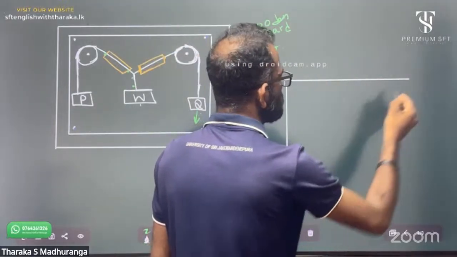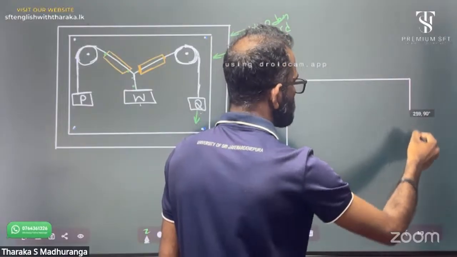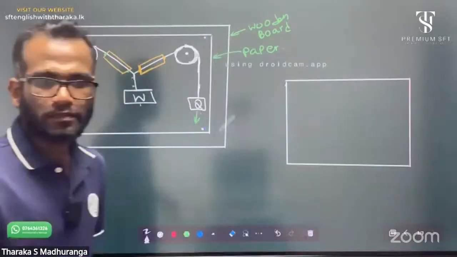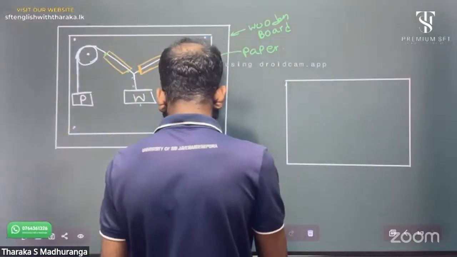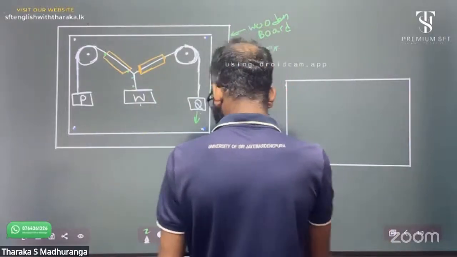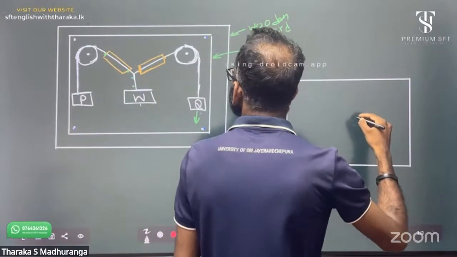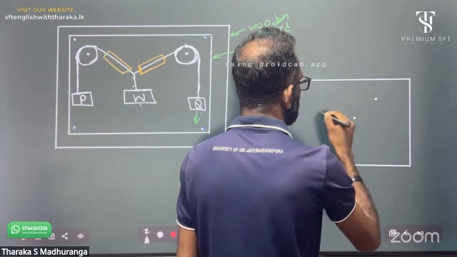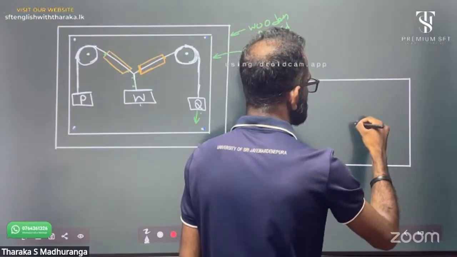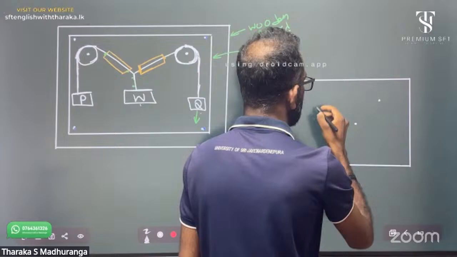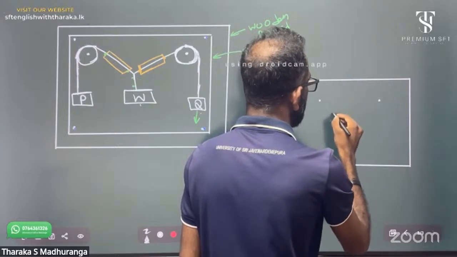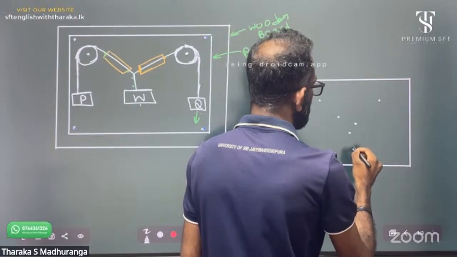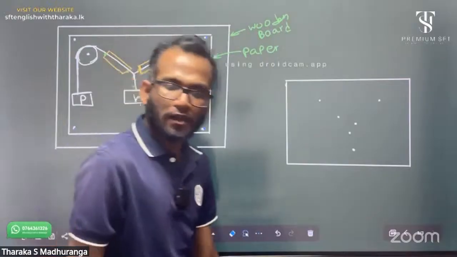Now this is the paper. Right? This is a paper, and it contains these test dots, dots like this. Okay, they are the marked lines.